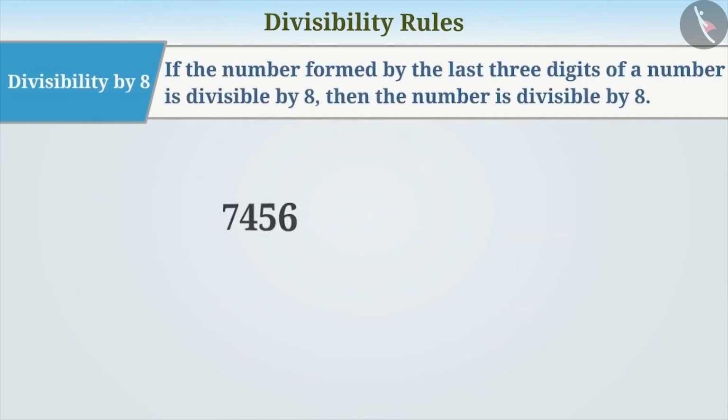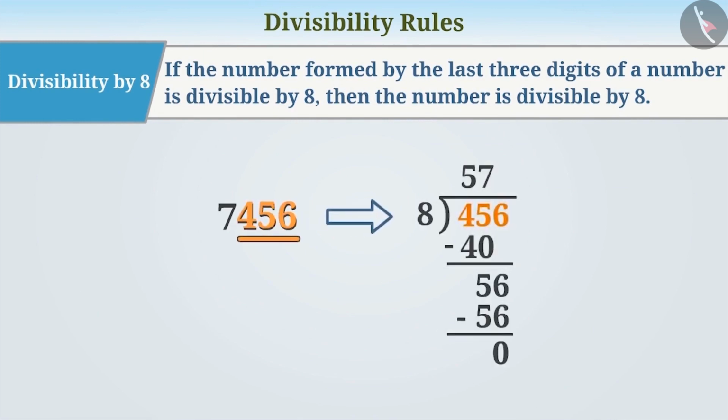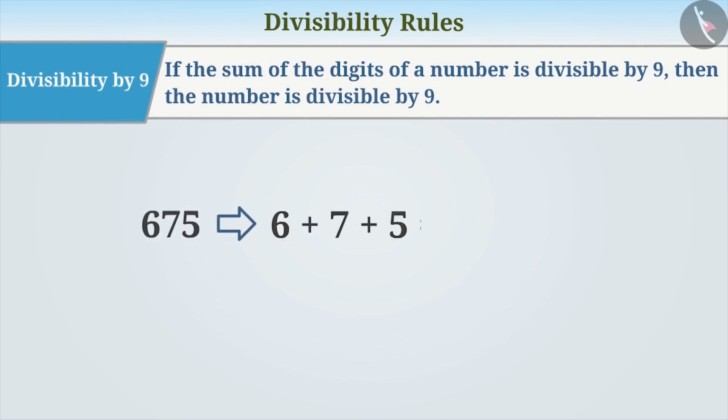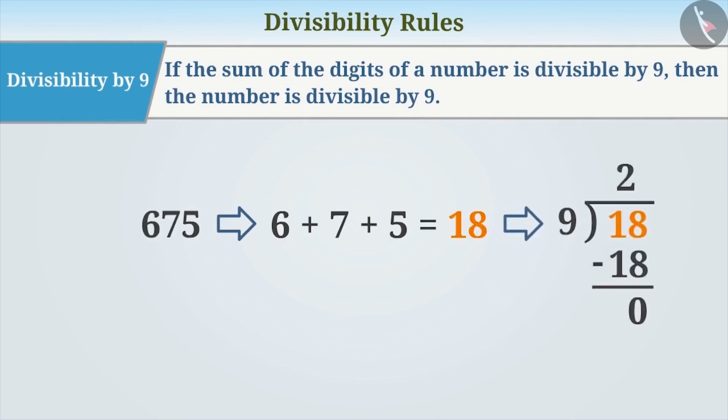Divisibility by 8. If the number formed by the last three digits of a number is divisible by 8, then the number is divisible by 8. Divisibility by 9. If the sum of the digits of a number is divisible by 9, then the number is divisible by 9.